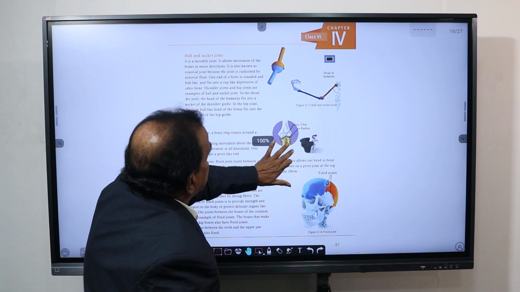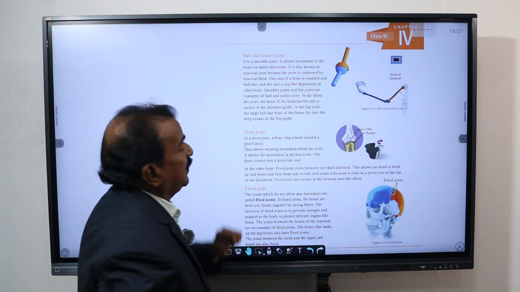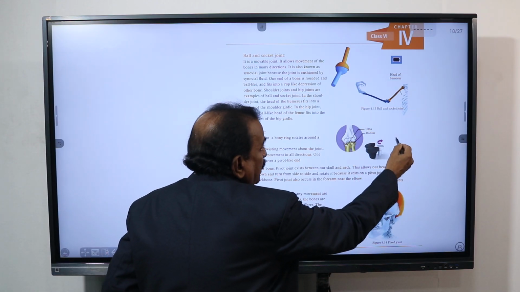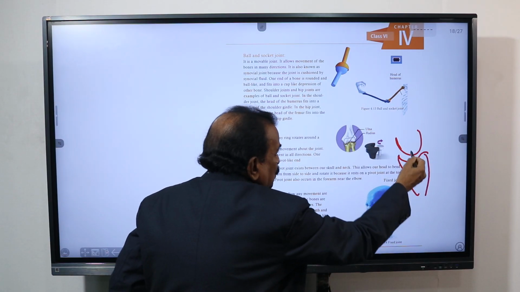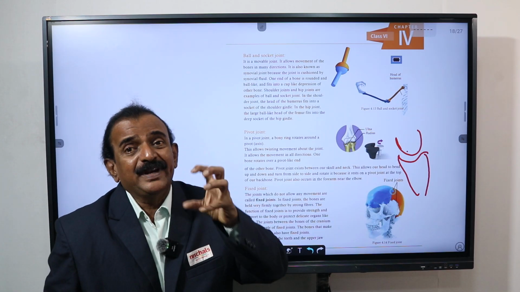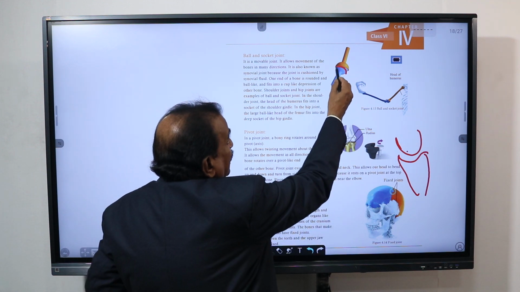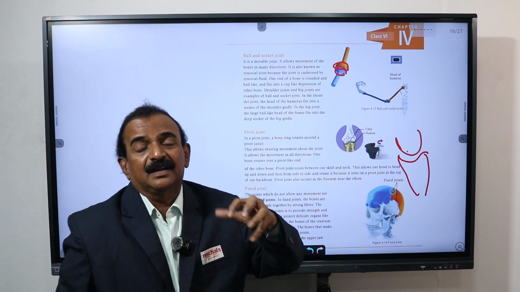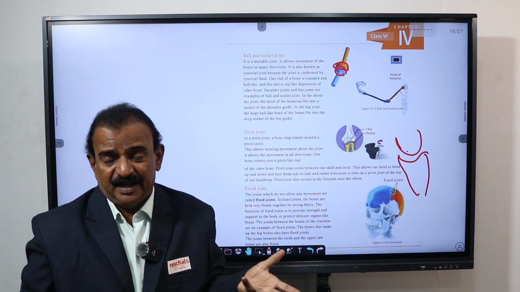So here, children, you are observing ball and socket. One has a ball-like structure and one has a socket-like structure. So one bone, the edge of the bone, looks like a ball, and here is the presence of a socket. That joint is called a ball and socket joint.